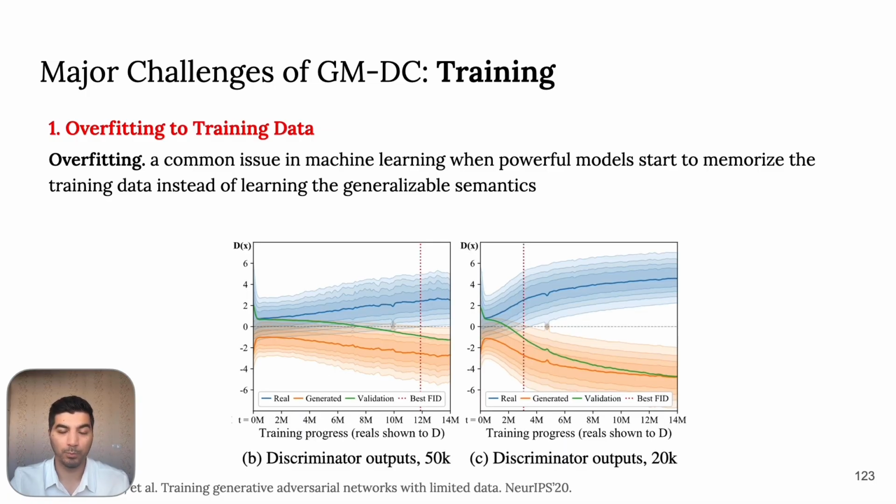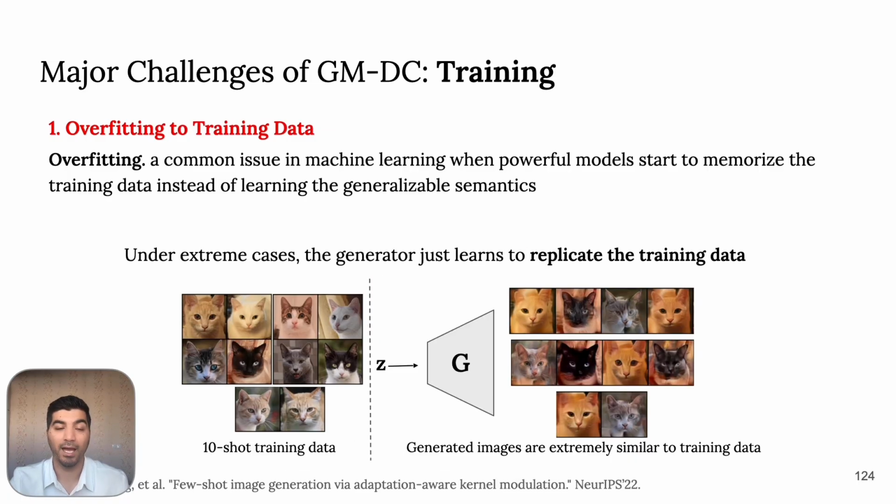And they have this cool plot also for showing the confidence of the discriminator about real samples, which is an indication of overfitting. On the left side, you see the plot for the case when we have 50,000 training samples. On the right side, you see the plot when we have fewer training samples. As you can see, when we reduce the number of samples in training a GAN, the discriminator becomes more confident and the divergence between the scores of real and fake images is more severe. And under extreme cases, when we have few-shot data, say around 10 shots of data, the generator just learns to replicate the training data.